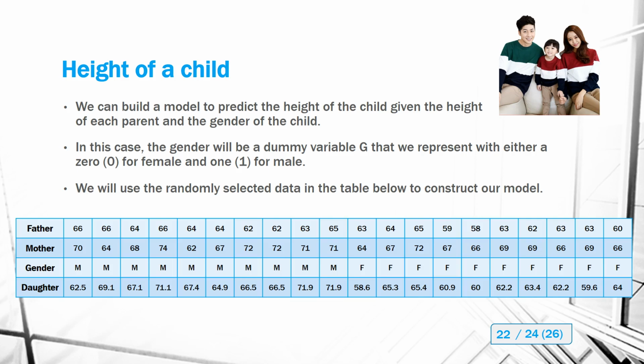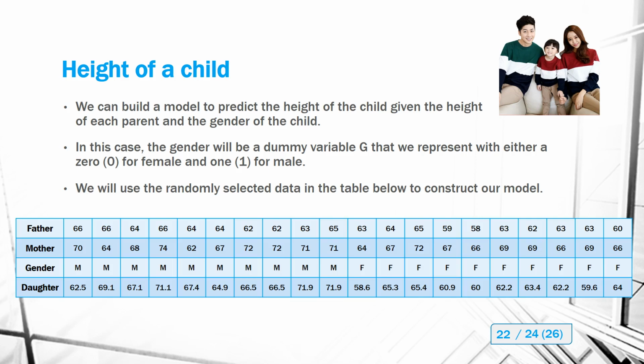Let's go back to the example that we looked at before, but now instead of looking at the height of the daughter, we're going to look at the height of a child. In the table, I need to make a correction. It shouldn't say daughter, it should say child, because some of the children are actually male. So I need to go back and make that correction, but the data itself is still good.